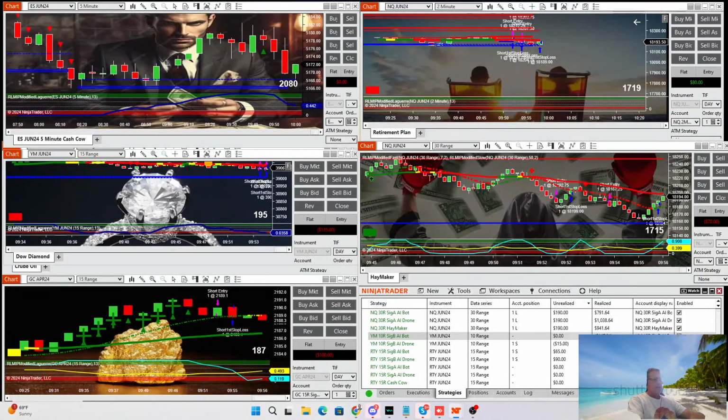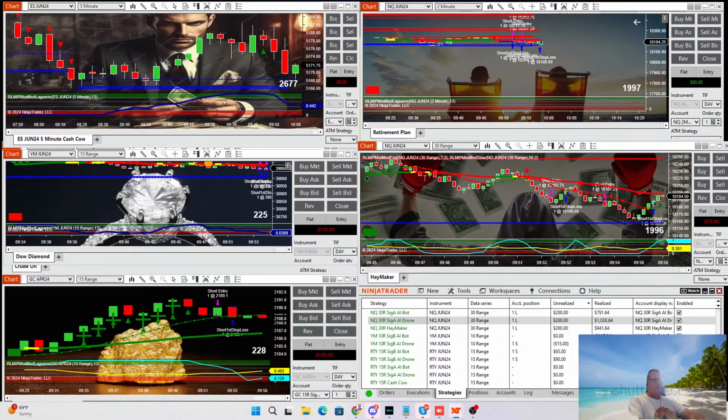So the signal A, the 30 range signal A, I think I'm going to go with that one for now. Signal A, 30 range.